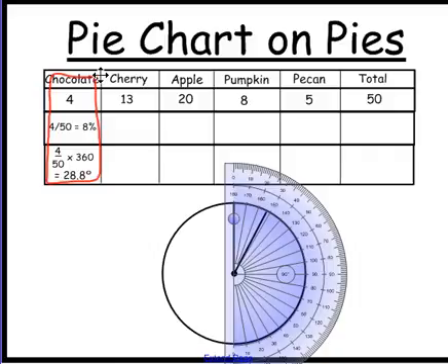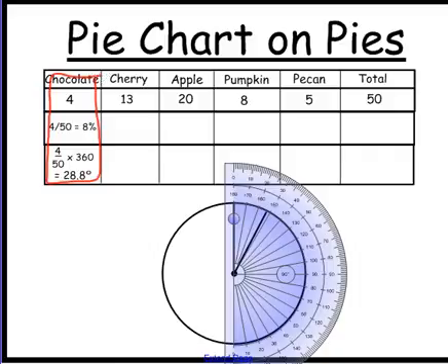So you can keep going on with that along with cherry, apple, pumpkin, and pecan. Then we can come together to find out exactly how to draw those degrees. The first thing I want you to do is just calculate each degree measure, and then we'll come together to find out exactly how to draw that. I'll give you guys just a few minutes to do that, and then we will come together as a class.